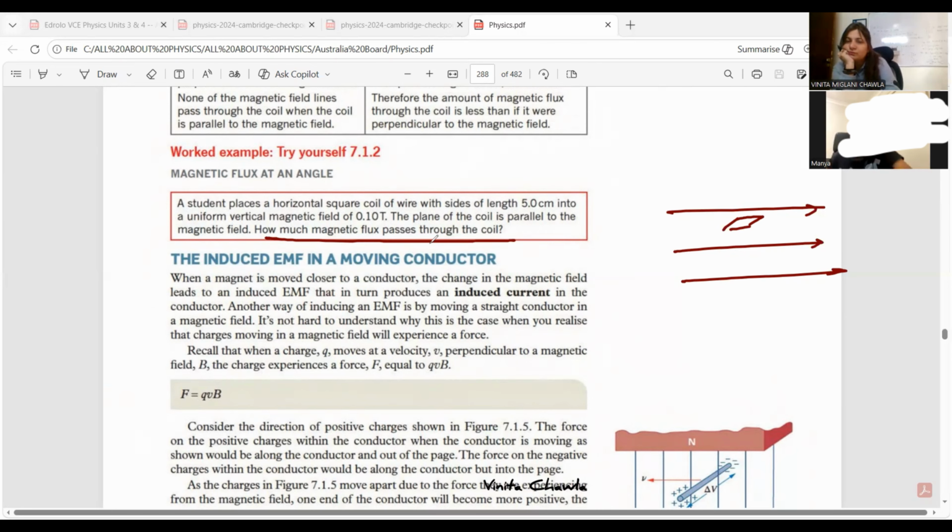Is it zero? Yes, it is zero. Though length is given, magnetic field is given, but answer is zero. Why is the answer zero? Because the plane is parallel to the magnetic field. So area vector, it will point in this direction perpendicular to it, right? Mathematically, we can prove like this, or we can say that no magnetic field lines will cross through this coil in this case.